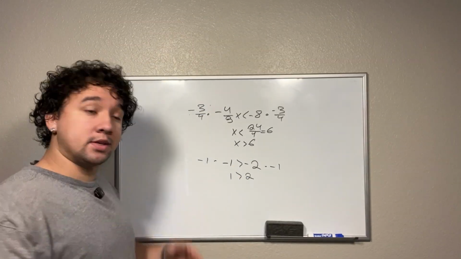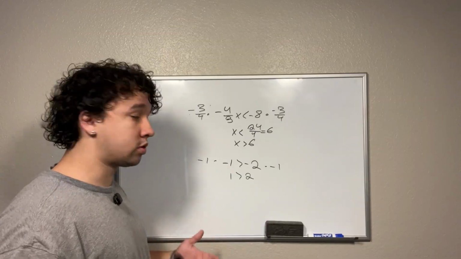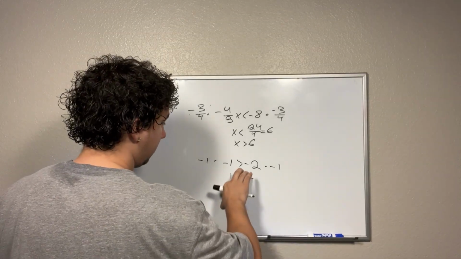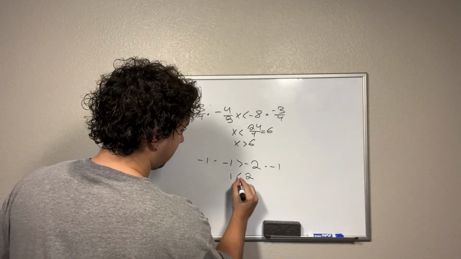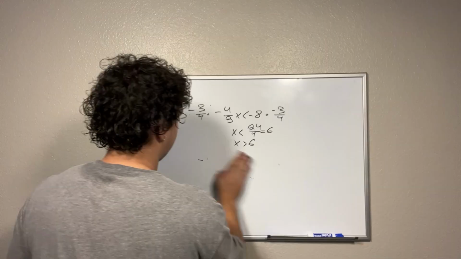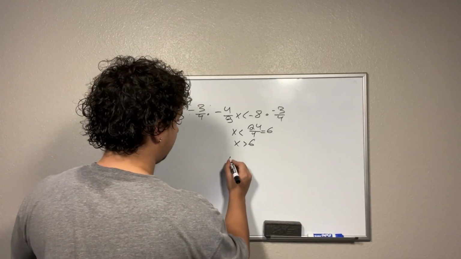So what happens is I have to move my inequality to the other side. I have to flip my inequality as well to represent that change, that opposite change. So in this case, now it makes sense. That's the reason why. So in this case, x is greater than 6.